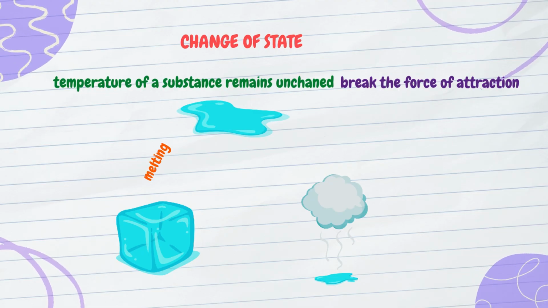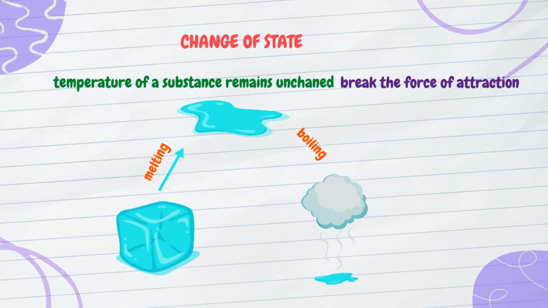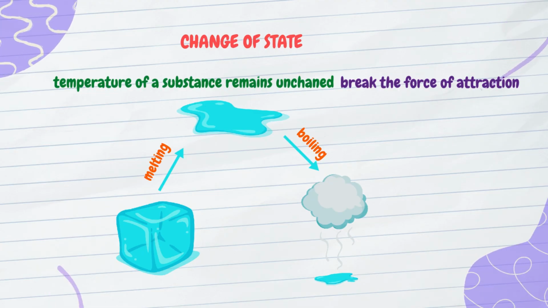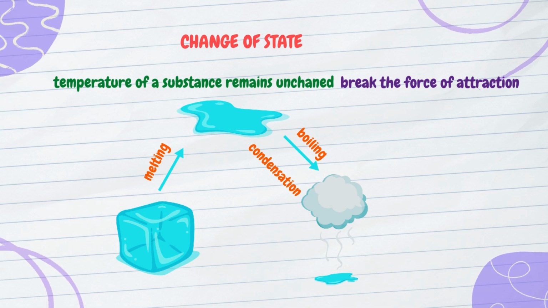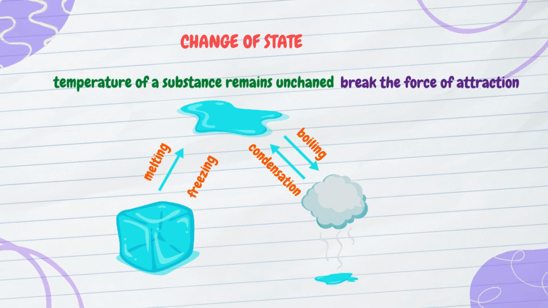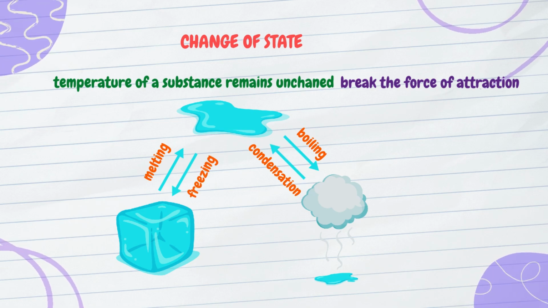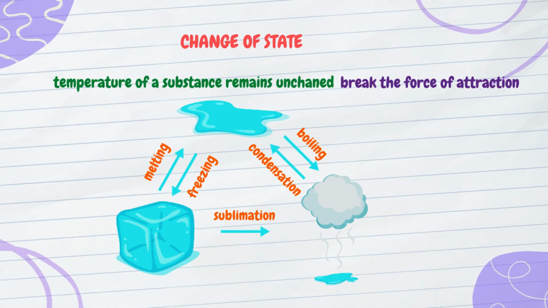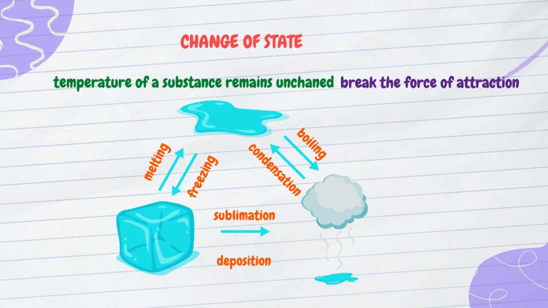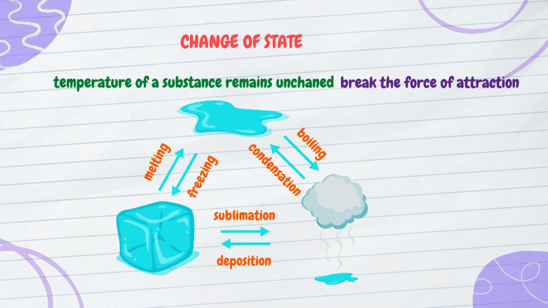There are various change of state of matter. Melting is the change of state from solid to liquid. Boiling and evaporation are both the change of state from liquid to gas. Condensation is the change of state from gas to liquid. Freezing is the change of state from liquid to solid. Sublimation is the change of state from solid directly to gas. Deposition is the change of state from gas directly to solid.